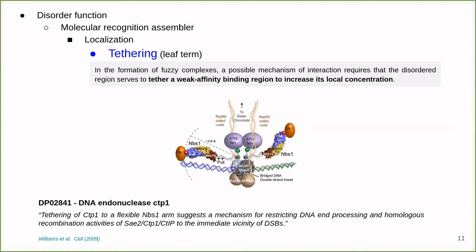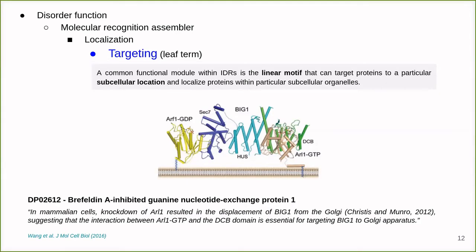Okay, this is another example. In this case, you have a child of the molecular recognition assembler, tethering. Tethering is a leaf term. In this case, you have a disordered region that serves to tether a weak affinity binding region to increase its local concentration. Again, it's one term which describes a complex phenomenon. A sibling term, targeting, maybe this is easier to understand. This is correlated often with linear motifs, which are well known to contribute to subcellular location.